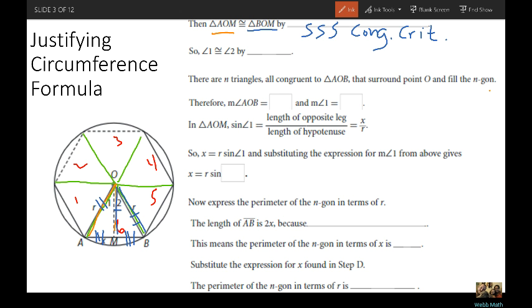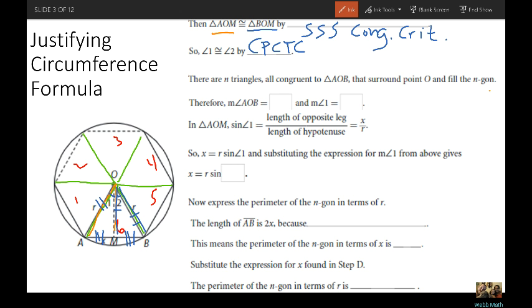Angle 1 and angle 2 are congruent, just like I said, because if they're the same, they're the same triangle. So by CPCTC, corresponding parts of congruent triangles are congruent. Therefore, there are n triangles, 6 in this case, that are all congruent. They all have that same situation going across all those little triangles.